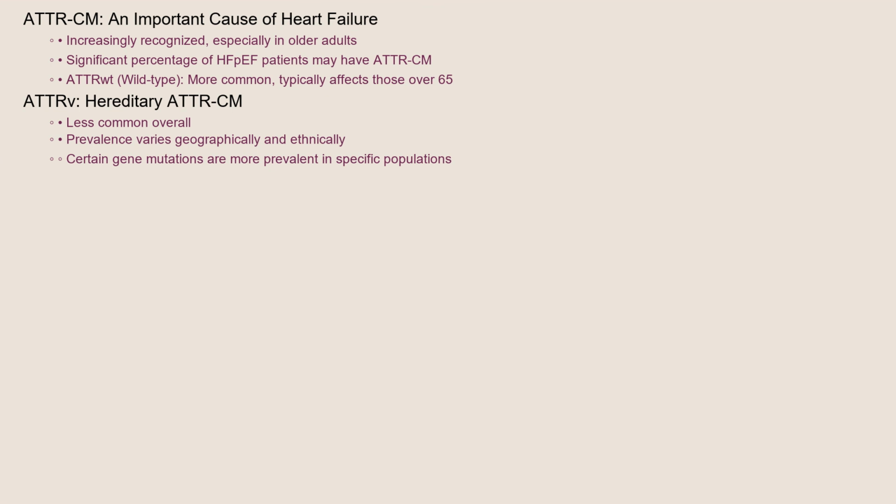Wild-type ATTR is the more common form, typically affecting individuals over the age of 65. The hereditary form is less common overall, but its prevalence varies depending on geographical region and ethnicity, as certain gene mutations are more prevalent in specific populations.